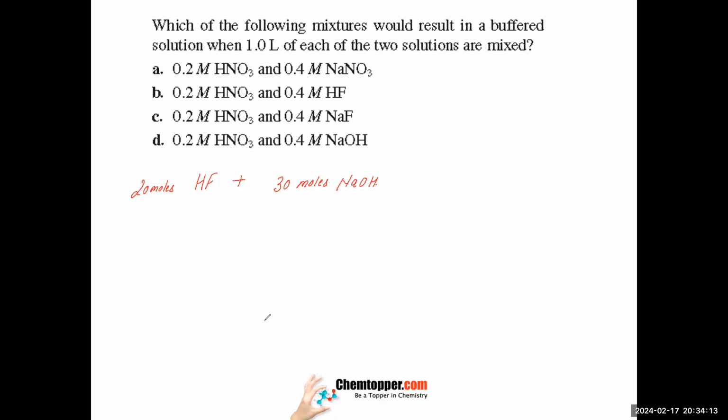I know that a buffer is created with like a weak acid and strong base. No, no, no, no, no. Buffers are created by weak acid and its salt. And its salt. Like HF is a weak acid or strong acid?